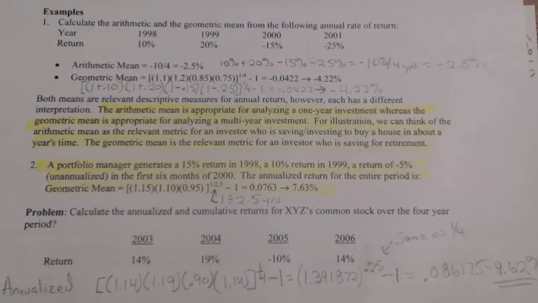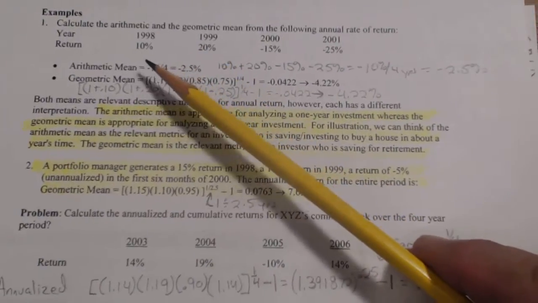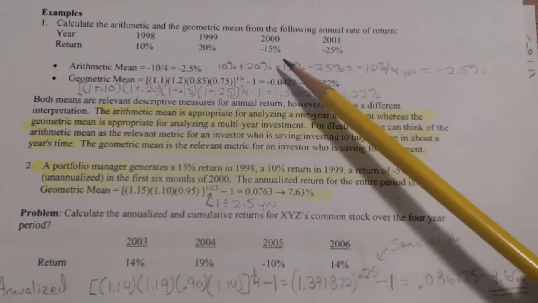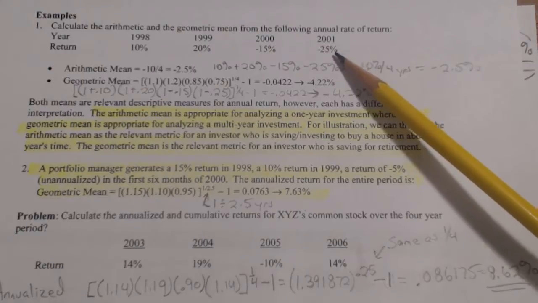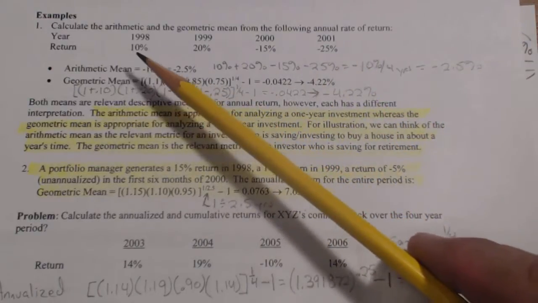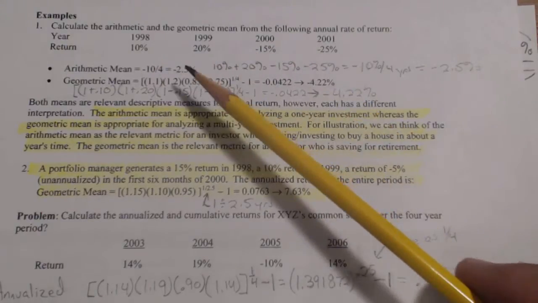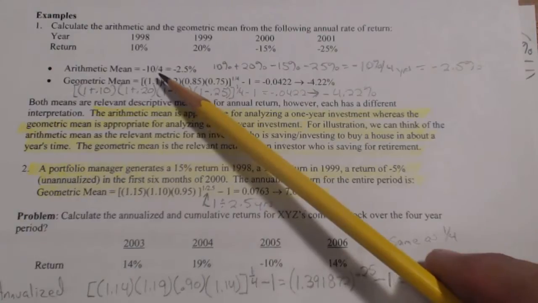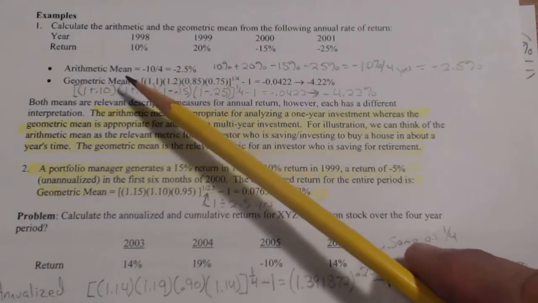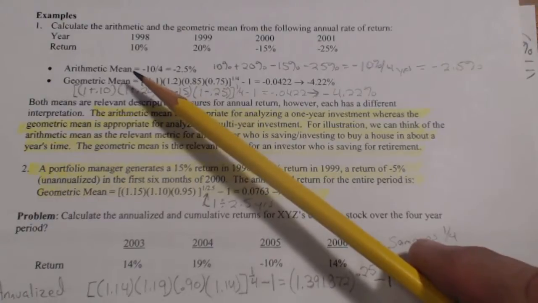And you can see at the top of the page here, there's a couple of different examples of returns: 10%, 20%, 15%, negative 15%, negative 25%. What you do in this case for arithmetic means is you add these together, 10 plus 20 minus 15 minus 25, and divide them by 4. That'll get you the arithmetic mean or arithmetic average.